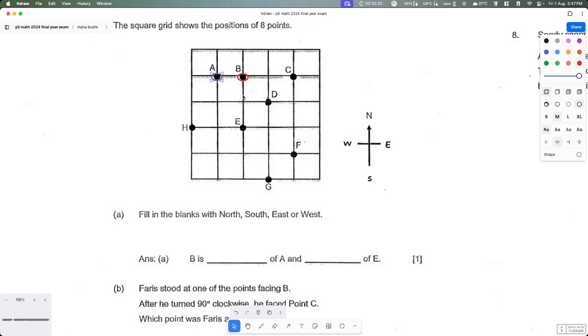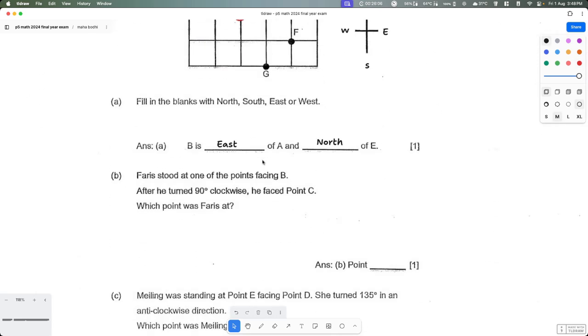Okay. So in this case over here, B is what of A? So of A means is this. So it will be pointing to B. Let me make it red. So in this case, it should be east. Right? Okay. So then B is something of E as well. So E is pointing to B as well. Like this. So that means this is, you guessed it, north. Yeah, I think this is fine. Okay, let's move on.